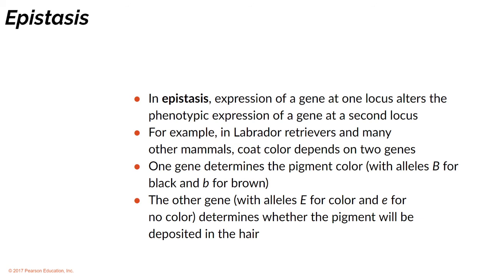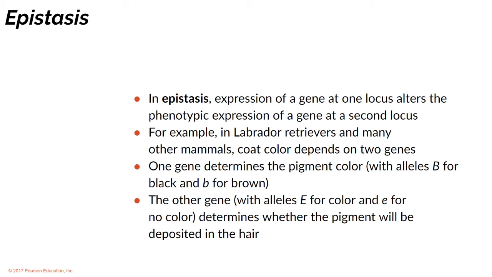Epistasis is the expression of a gene at one locus that alters the expression at another locus. So two genes on two completely separate chromosomes, or maybe on the same chromosome but in different locations, affecting one another. And we see this a lot of times with a lot of different genes. Most genes, or most characteristics, have multiple genes that control the feature.